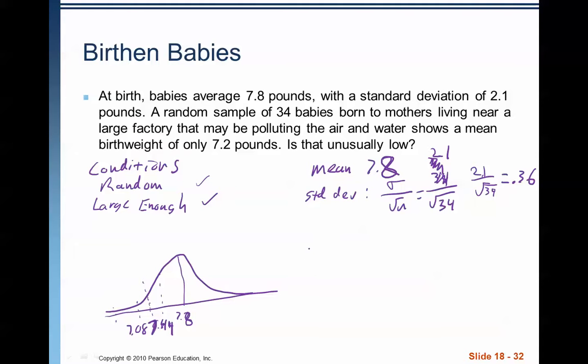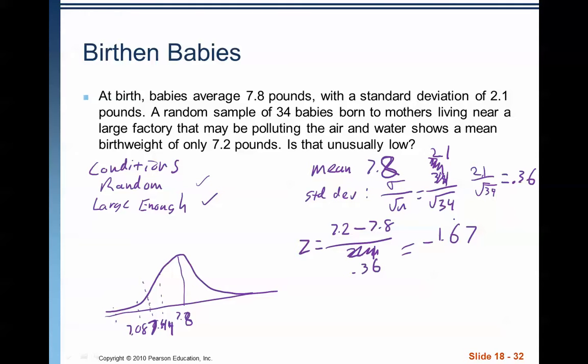If we really wanted to calculate that, we could figure it out with our z-score, and say 7.2 minus 7.8 over 0.36. And we can calculate what this exact z-score would be, which is negative 1.67.